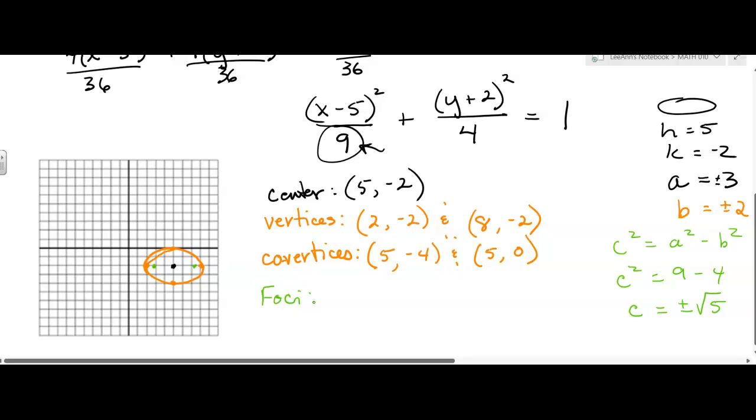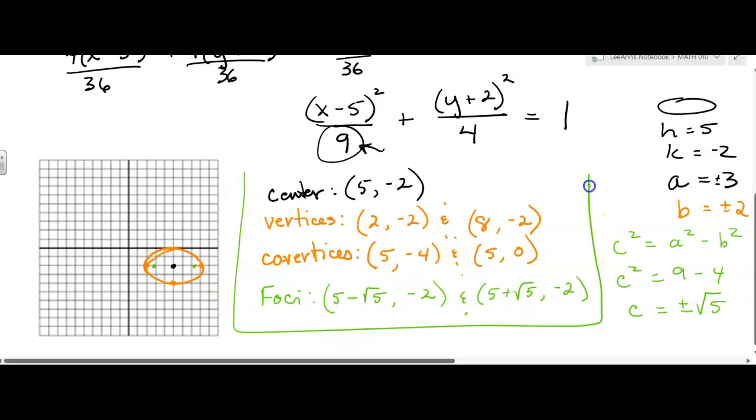So the foci are going to be, so pancake shape, they're coming from a change in the H. Okay, so it'll be (5 minus the square root of 5, negative 2) and (5 plus the square root of 5, negative 2). Okay, so there's the graph. Here's the information. And it's a lot of work, but that's how you do that kind of problem.